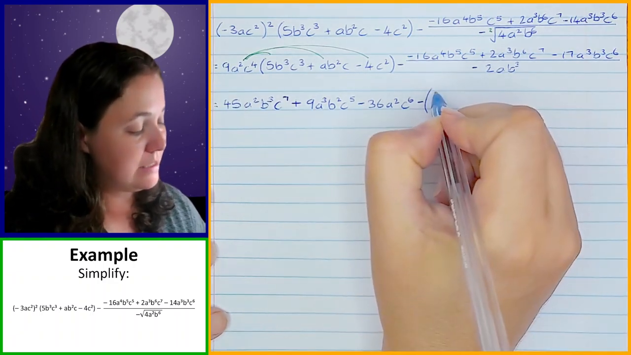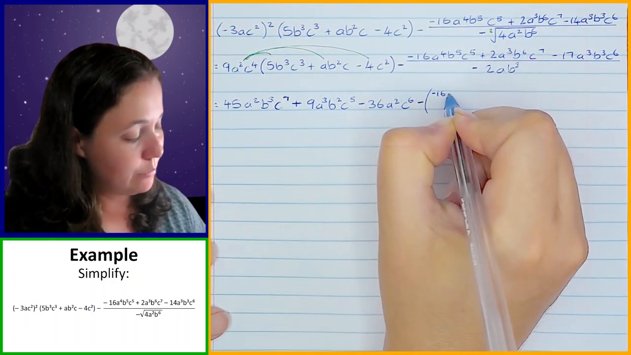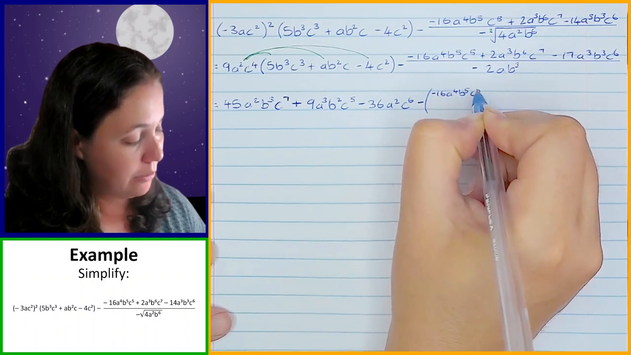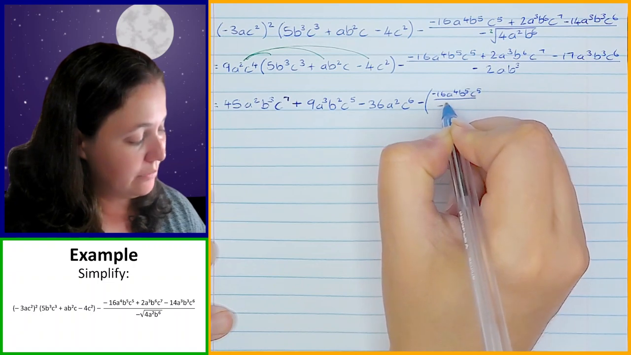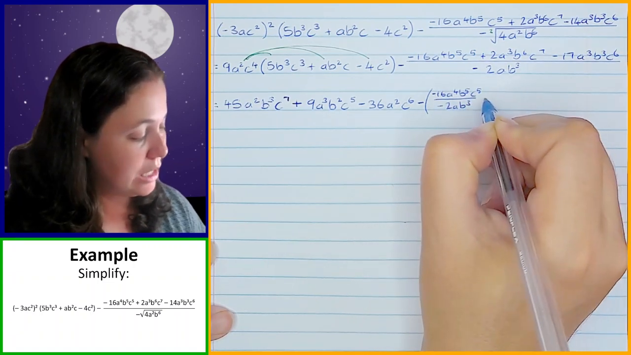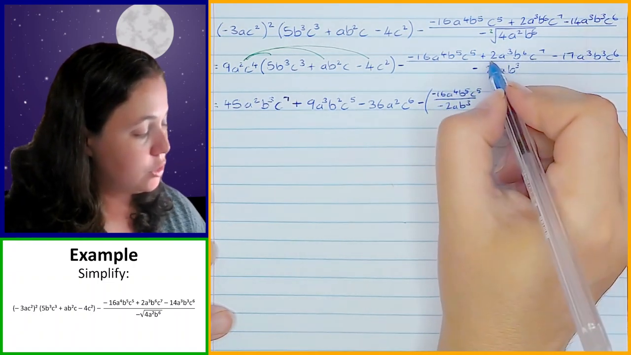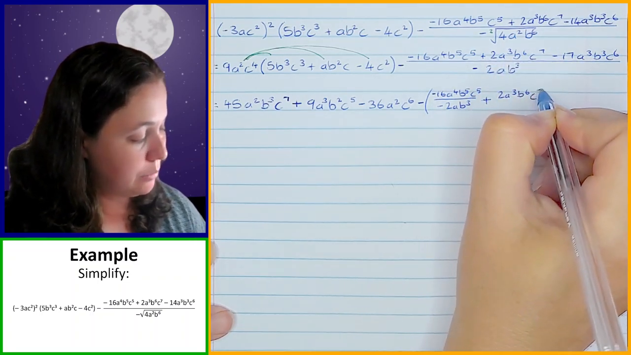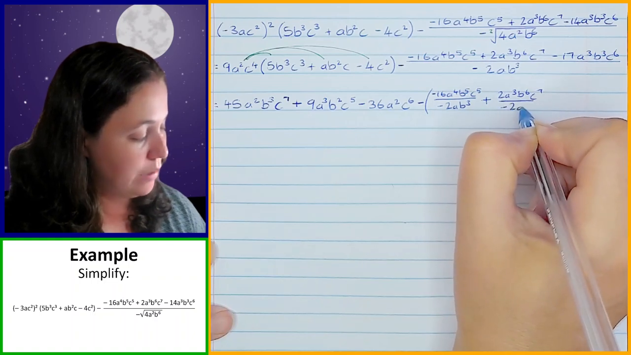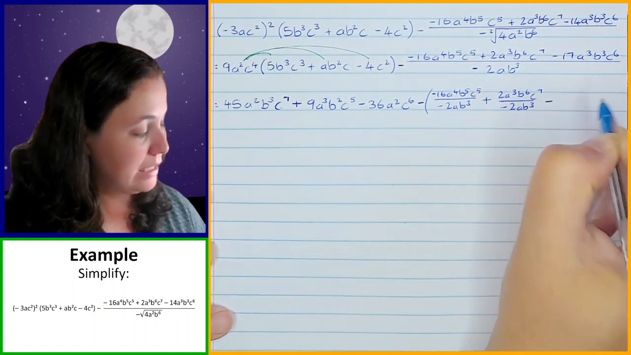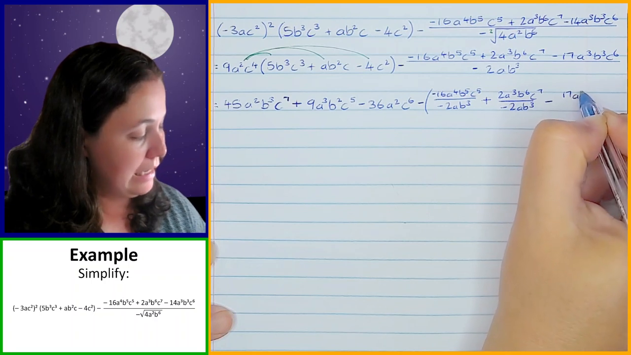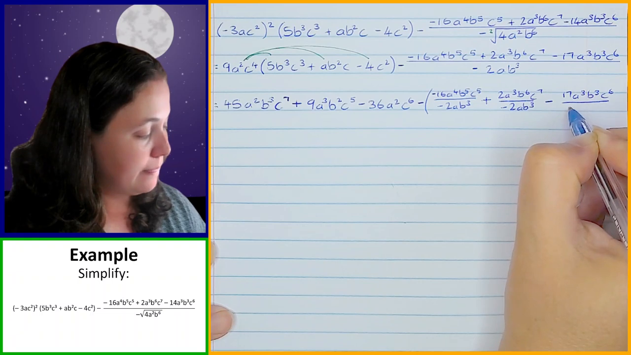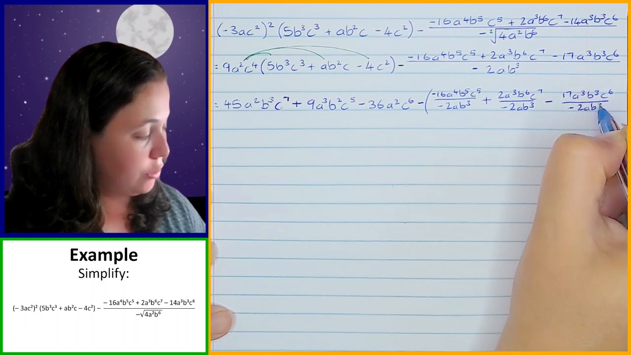So I've got negative 16. I'm going to struggle with space here, but we'll try. A to the power of 4, b to the power of 5, c to the power of 5, over negative 2ab cubed. Then I've got a plus 2a cubed, b to the power of 6, c to the power of 7, over negative 2ab cubed. Then I've got a minus 17a cubed, b cubed, c to the power of 6, over negative 2ab cubed.